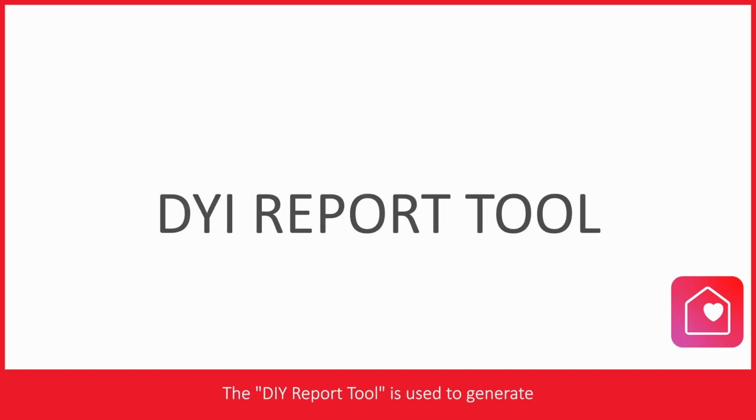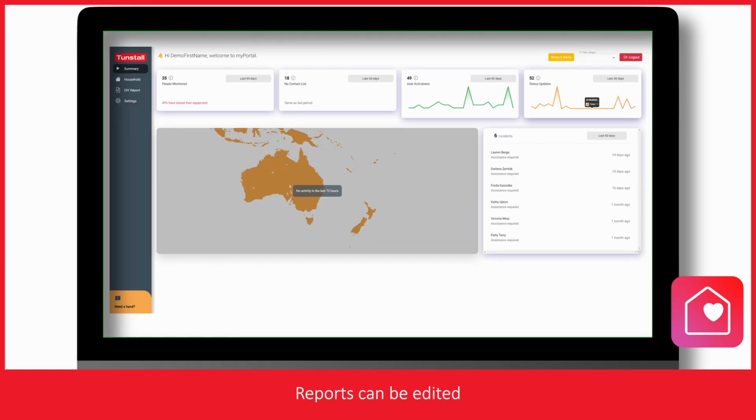The DIY report tool is used to generate specific reports exactly as you need them. This tool enables you to run reports whenever you like, save a favorite template, and export data to CSV. Reports can be edited and generated at any time, and can be exported to CSV. Your report will be automatically generated in real time as you make column and filtering choices.